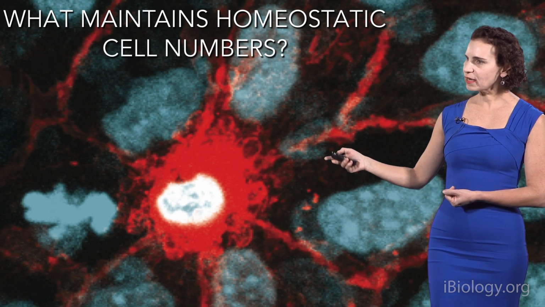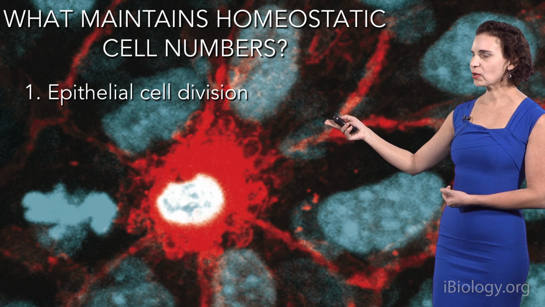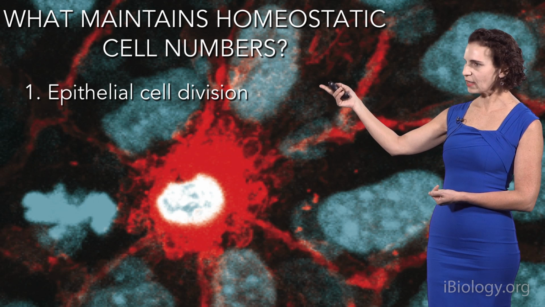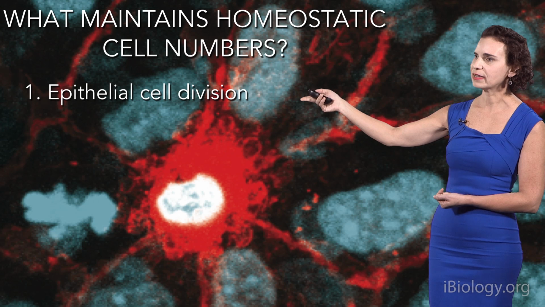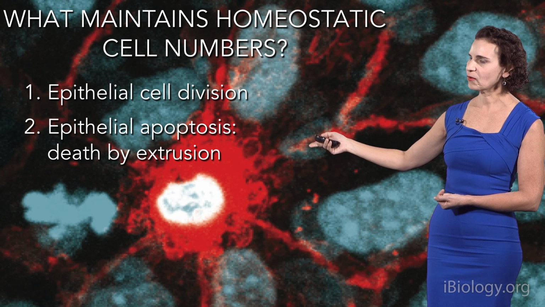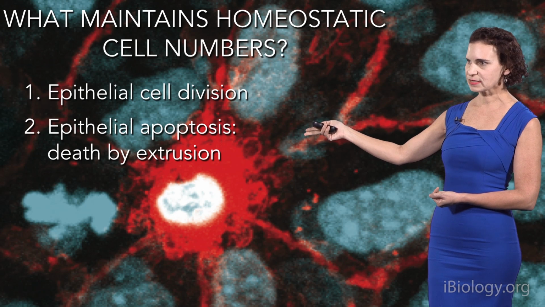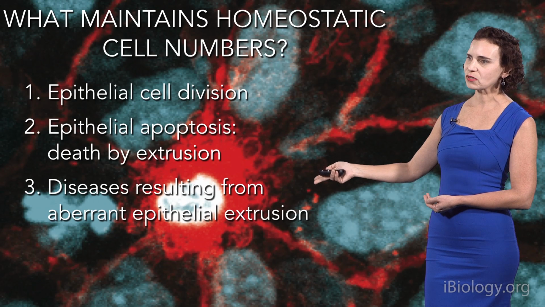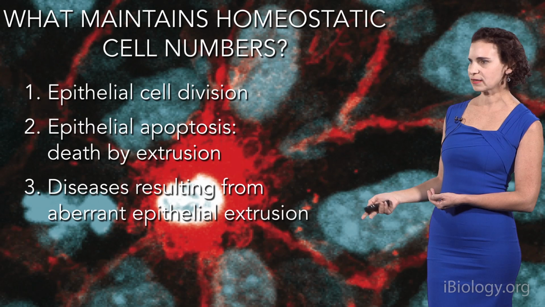So what we'll be covering in these lectures is how cells control epithelial cell death and division. In the first lecture, I'll tell you how epithelial cells divide. And then next, I'll tell you how they control cell death through a process that we identified called apoptotic cell extrusion. And then finally, we'll examine some diseases that can result when this epithelial extrusion becomes misregulated.